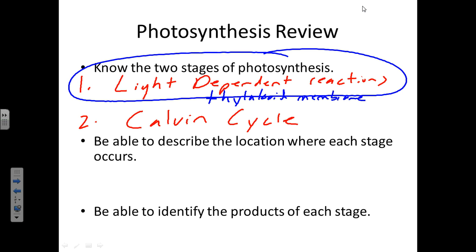All right, so we got the thylakoid membrane for the light-dependent reactions. The Calvin cycle, on the other hand, it happens where? In the stroma. Yep. It happens in the stroma. We'll look at a picture of a chloroplast here in a minute. But essentially, this is the fluid-filled space inside a chloroplast. We'll talk about what that is in a second. I'll show you in the picture.